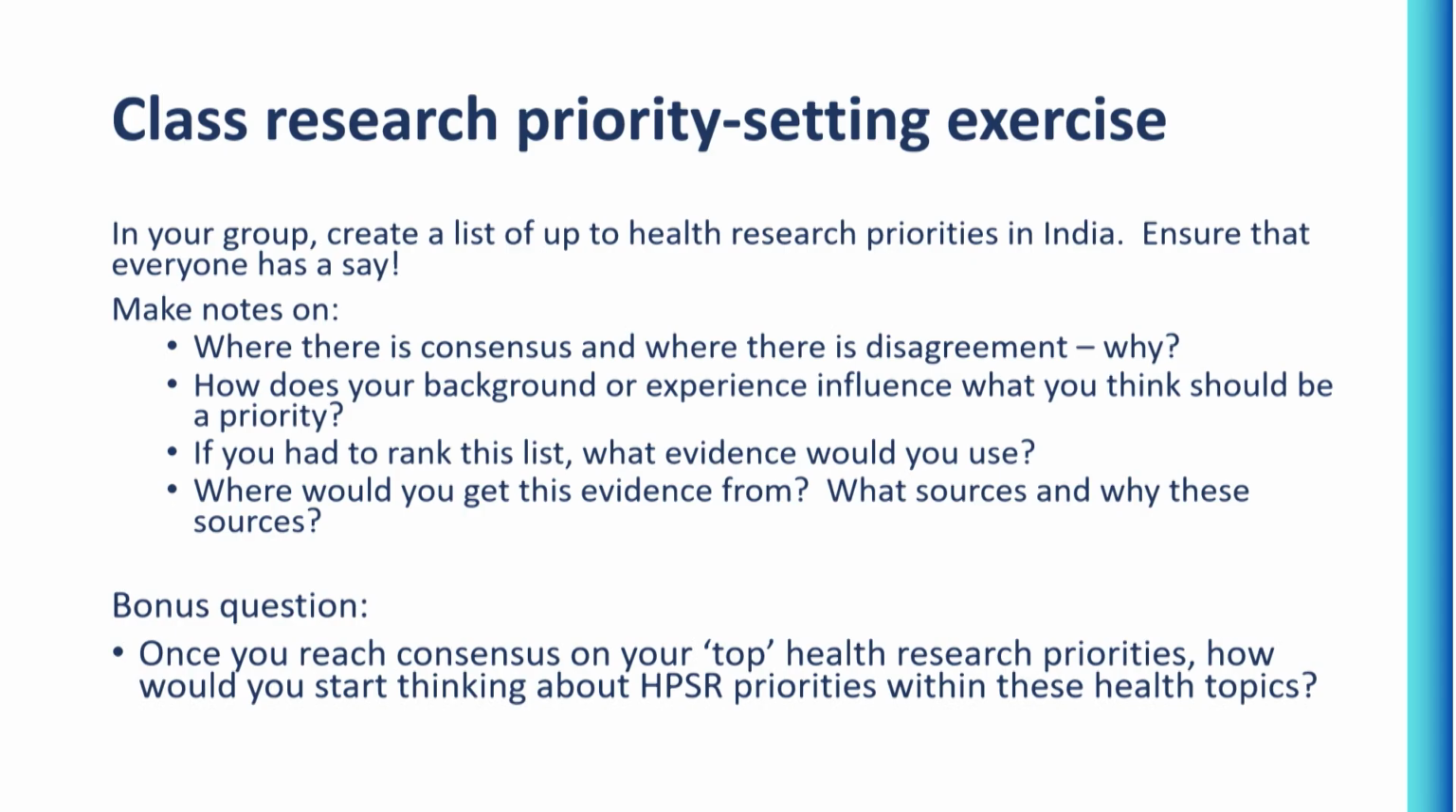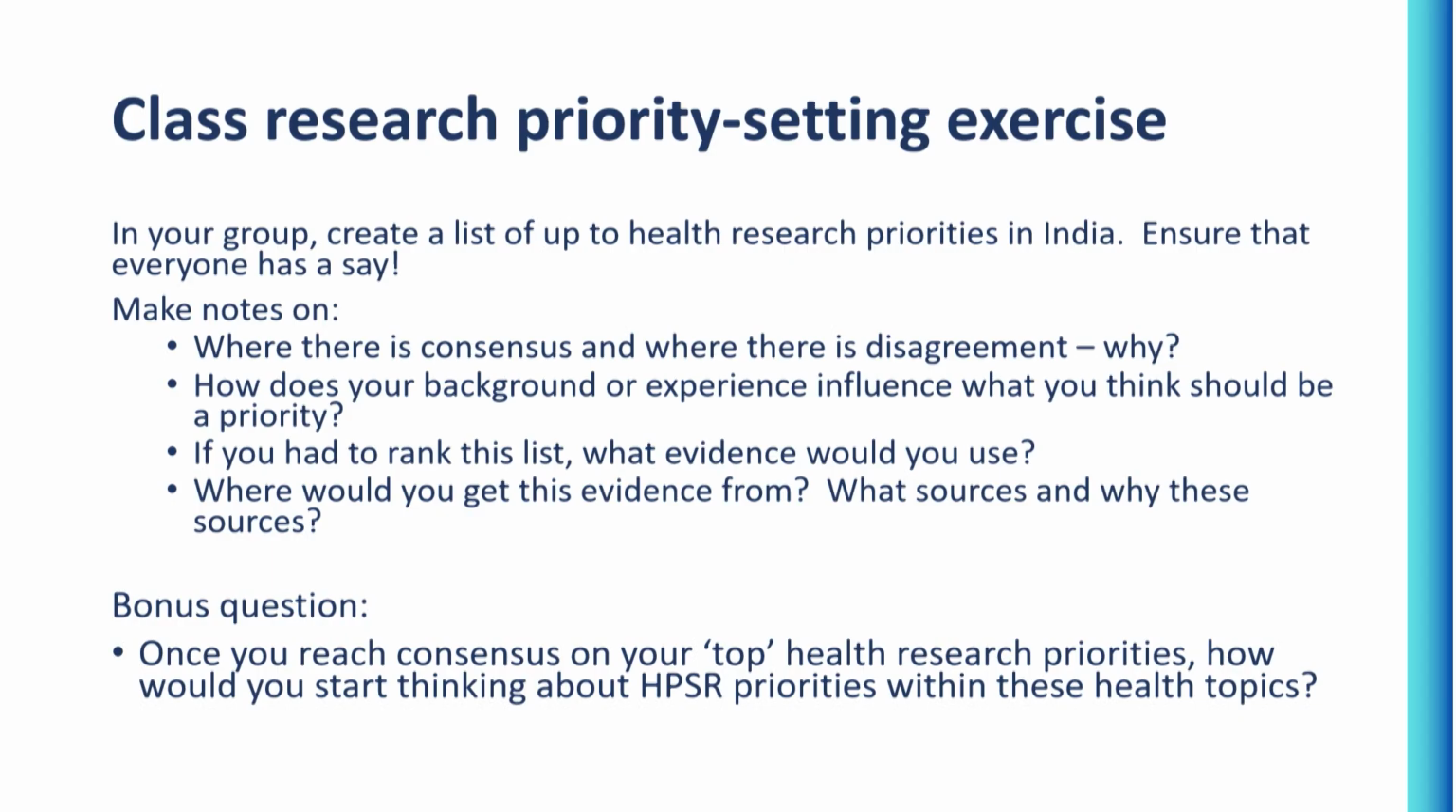And then what I'm going to ask you to do is that in your groups, think about health research priorities in India. I'm not saying health policy and systems research because I think that's too complicated to do right now. But I want you to think about the health research priorities. I want you to create a list of up to 7 health research priorities in India. And I want you to make notes on where there is consensus in your group and where there's disagreement and why.